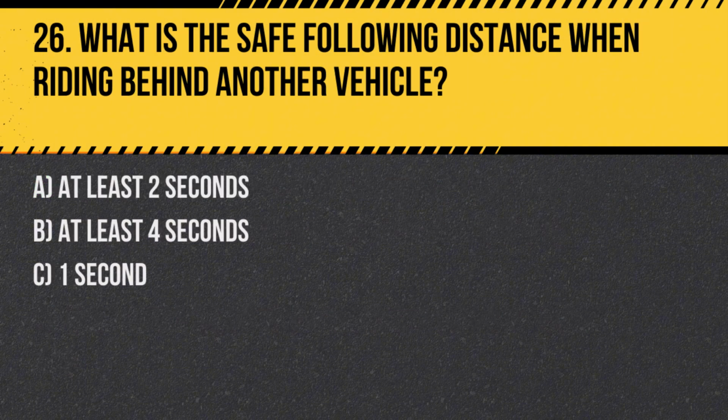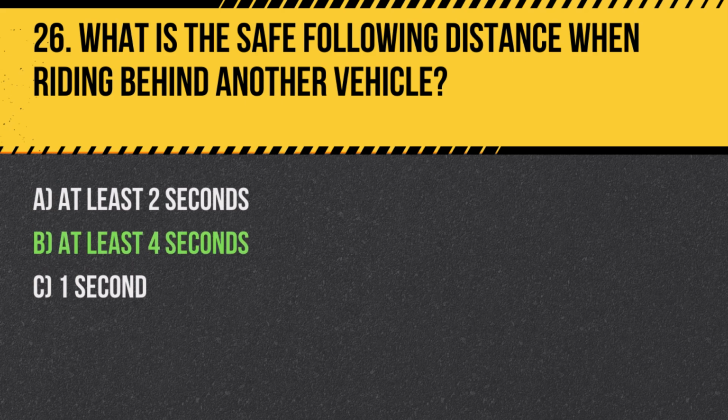Question 26. What is the safe following distance when riding behind another vehicle? A. At least 2 seconds. B. At least 4 seconds. C. 1 second. Answer B. At least 4 seconds. A following distance of at least 4 seconds allows sufficient time to react and stop in an emergency.